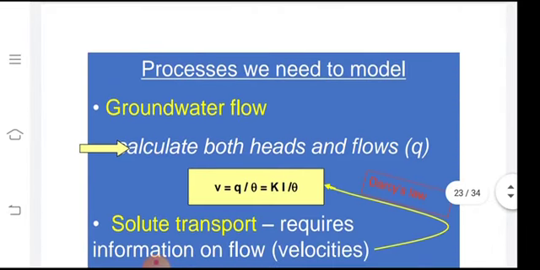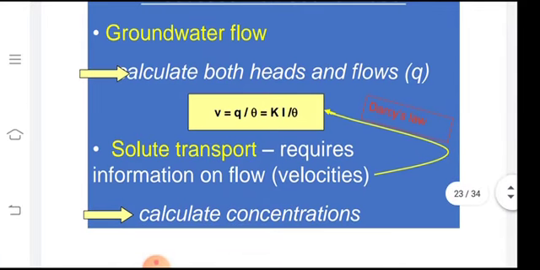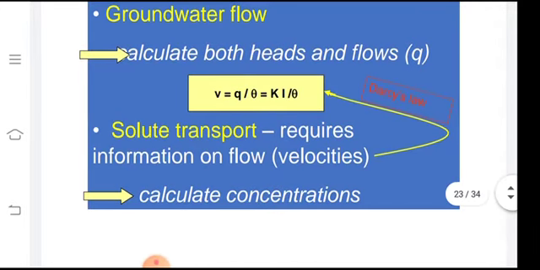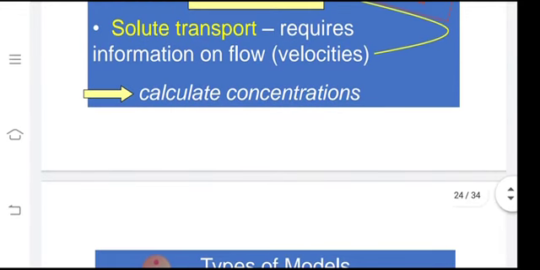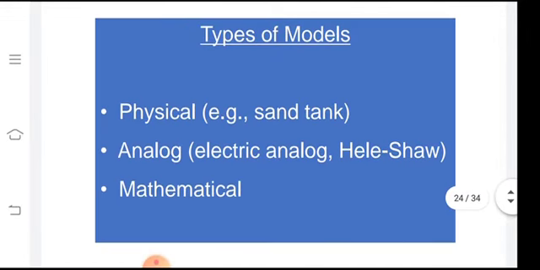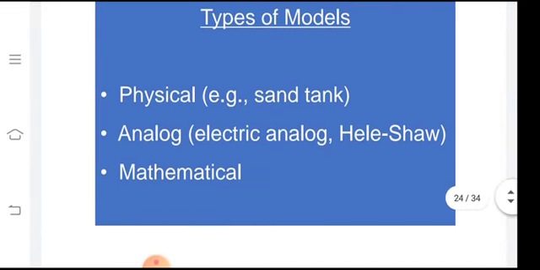So this is about the processes we need to model, and this is the calculation of head and flow. We need to understand the movement of water, and solute transport requires information on the flow velocities, because the solute is going to move along with the water. We need to calculate the concentrations at different points, and understand their behaviors.